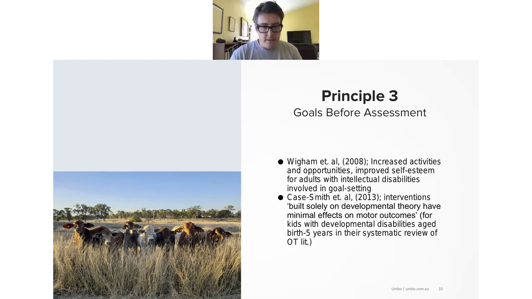And more relevant to the case we'll talk about in a second, interventions that really focus on developmental stages, ages and stages stuff, have minimal effects on motor outcomes in this case, fine and gross motor outcomes. So that's a pretty profound statement. We really have to focus on goals that are meaningful to people, because if we're just looking at developmental stages, then our impact is going to be really limited.